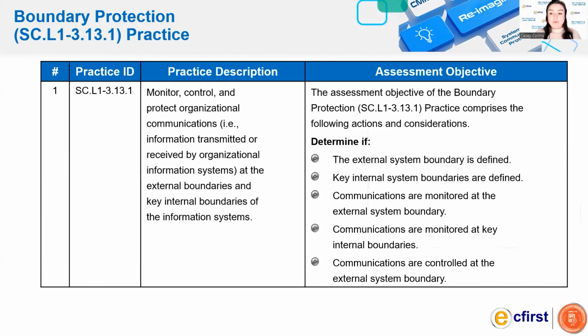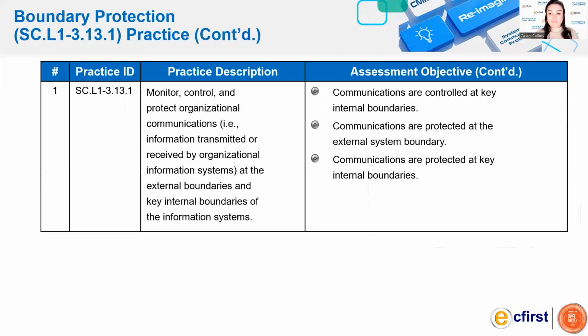So as the assessor, you would want to determine if the external system boundary is defined, key internal system boundaries are defined, communications are monitored at the external system boundary, communications are monitored at key internal boundaries, communications are controlled at the external system boundary, communications are controlled at the key internal boundaries, and communications are protected at the external system boundary and key internal boundaries.